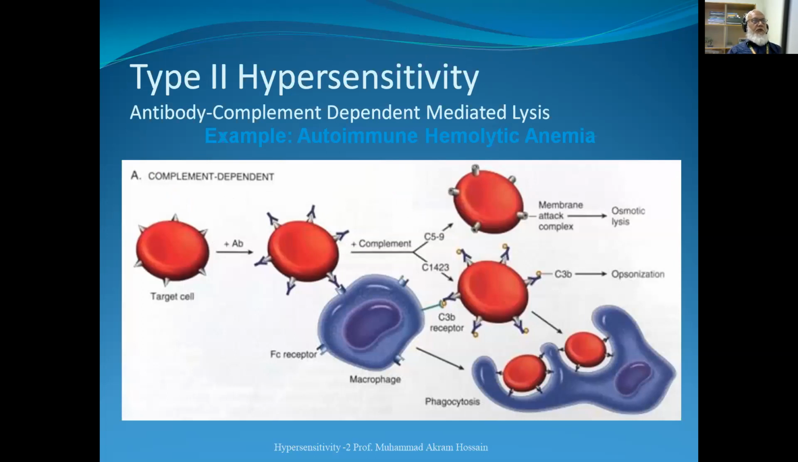Type 2 hypersensitivity, another mechanism is antibody dependent cell mediated lysis. This is a classical example in autoimmune hemolytic anemia. There is target cell, say RBC, the antibody bound there, and following binding with the antibody, complements are activated, and there is lysis, either by opsonization via C3b or by membrane attack complex.